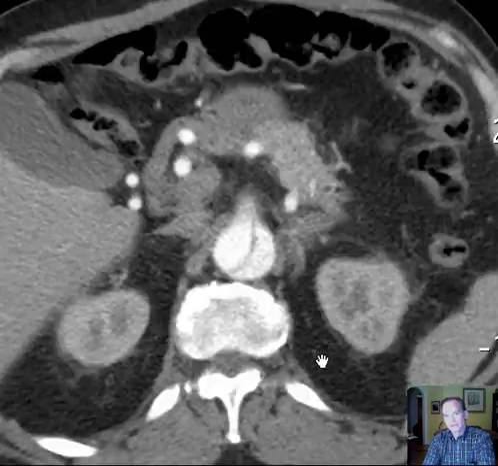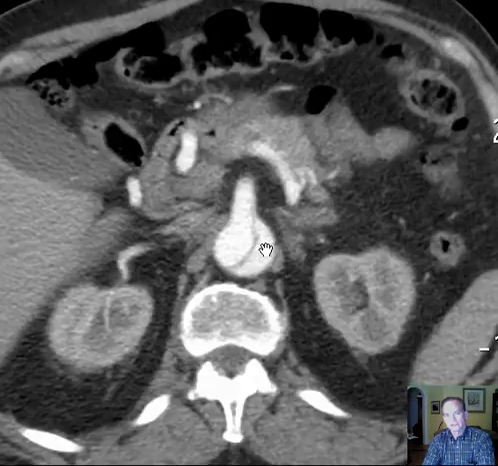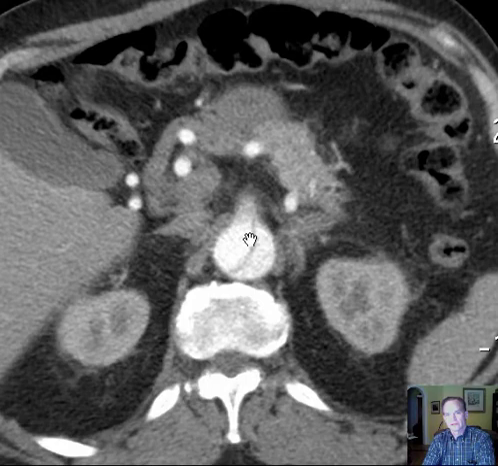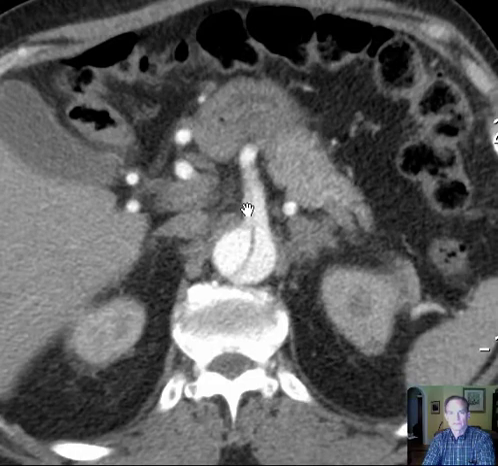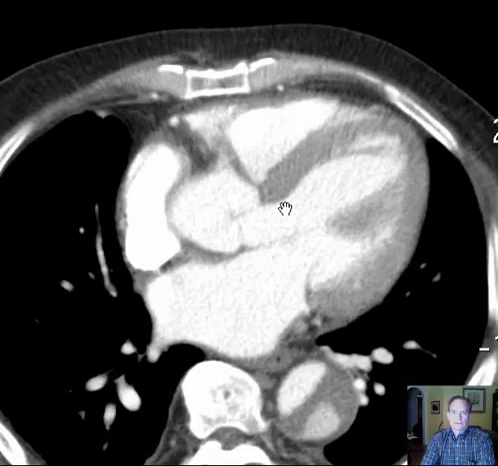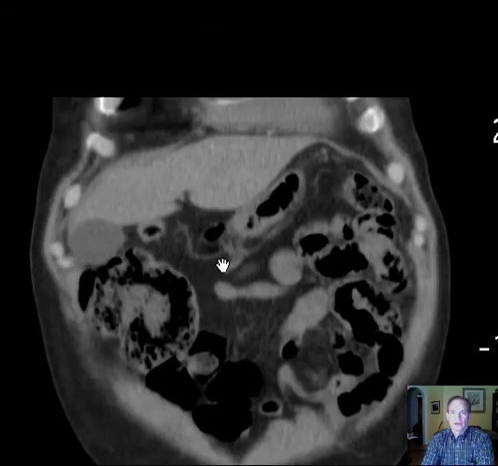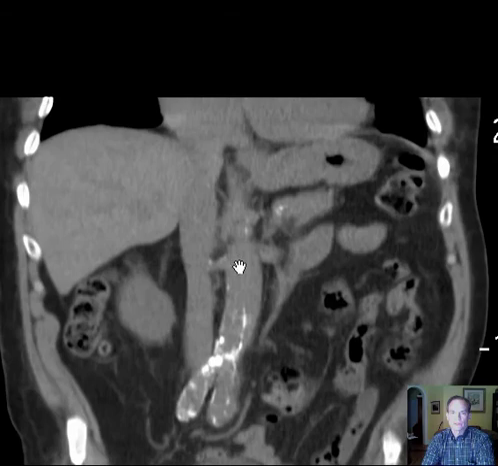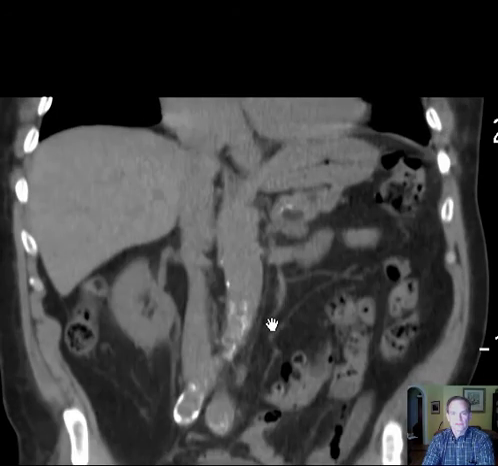And we saw something right at the SMA origin, and sure enough, there's the SMA there. And here's the celiac artery, and you can see the celiac artery is involved too. So this is an aortic dissection, interestingly revealed on the unenhanced images by virtue of the displaced intimal calcifications, here shown very nicely in the coronal plane.